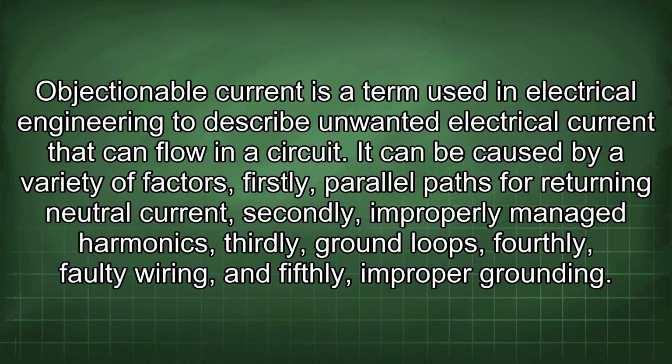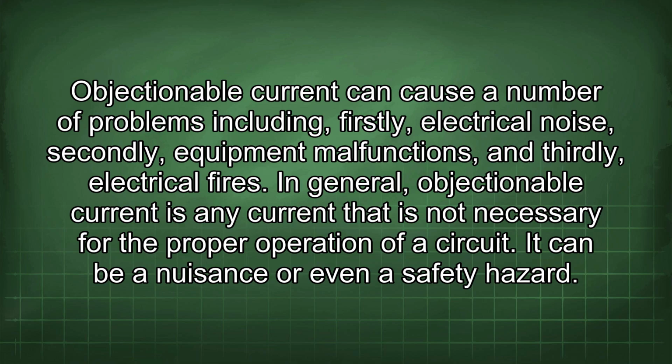Objectionable current is a term used in electrical engineering to describe unwanted electrical current that can flow in a circuit. It can be caused by a variety of factors. Firstly, parallel paths for returning neutral current. Secondly, improperly managed harmonics. Thirdly, ground loops. Fourthly, faulty wiring. And fifthly, improper grounding. Objectionable current can cause a number of problems, including firstly, electrical noise, secondly, equipment malfunctions, and thirdly, electrical fires.